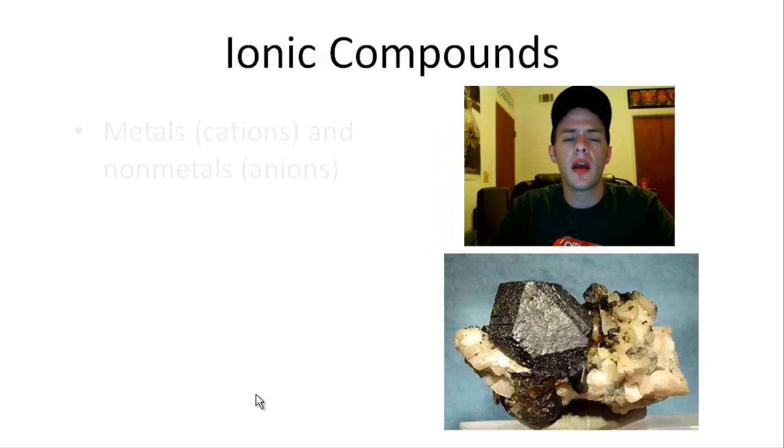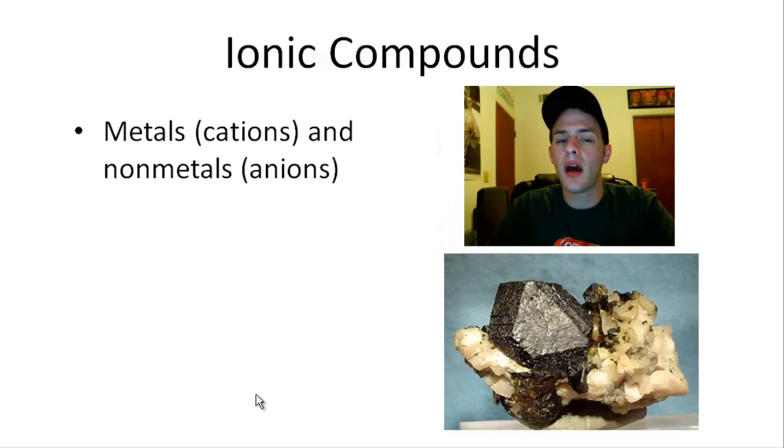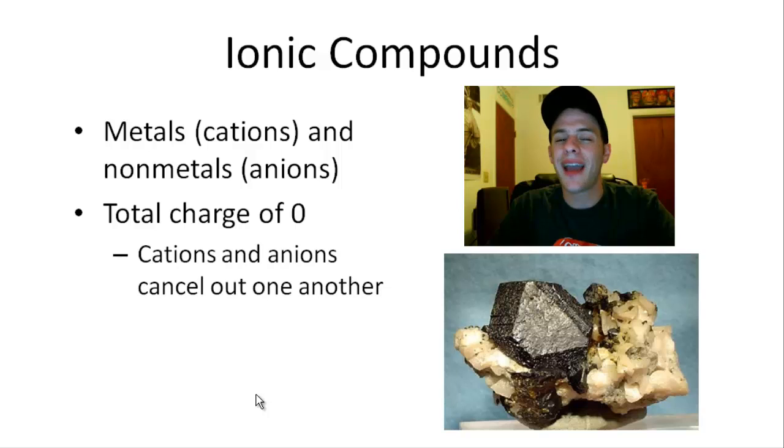Now remember, with ionic compounds we have metals and nonmetals as opposed to molecular compounds where we have nonmetals only. And the metals lose electrons to form cations, which are the positively charged ions, while the nonmetals gain electrons to form anions, which are the negatively charged ions. And one of the most important things about ionic compounds is that they have a total charge of 0. And this implies that the cations and anions must cancel one another out.